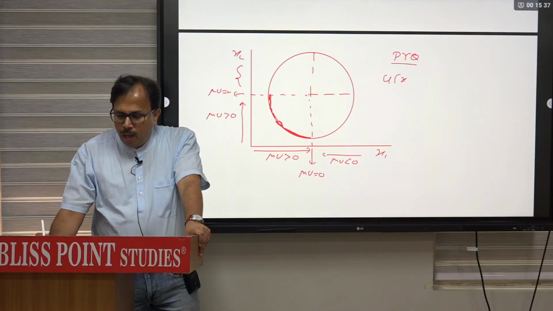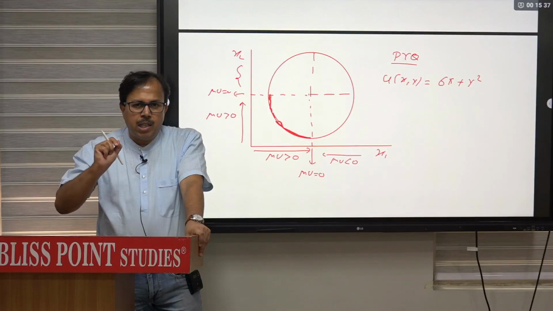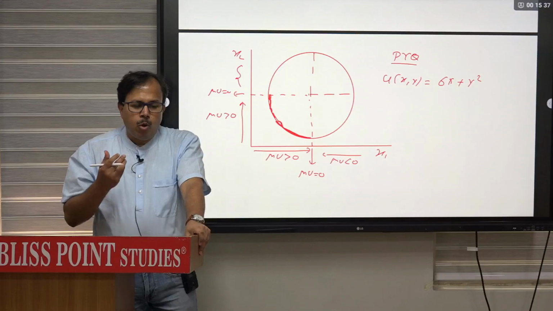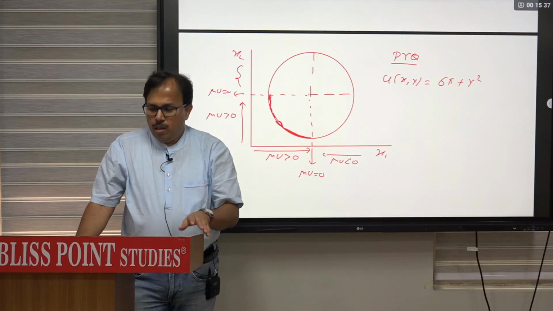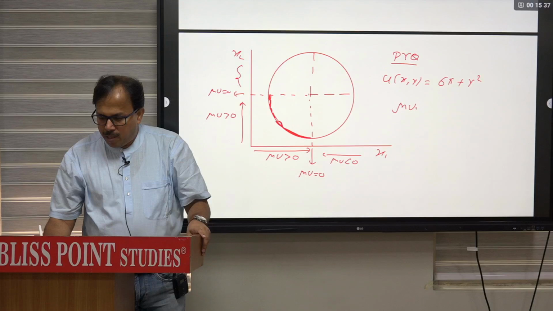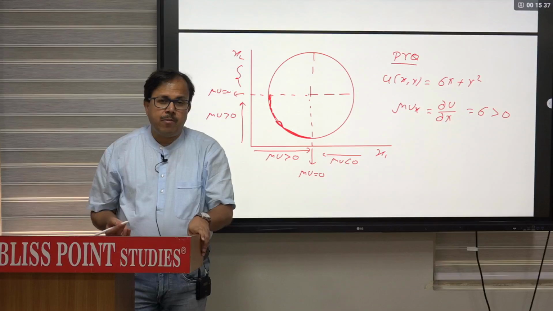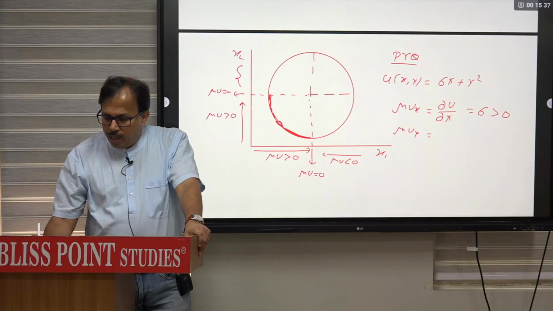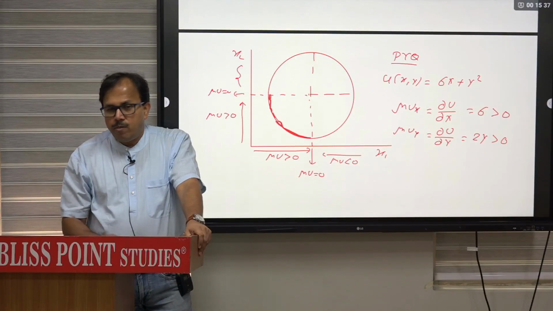Suppose I write utility from x comma y is equal to 6x plus y square, any function you write, and they ask whether this utility function satisfies the assumption of monotonicity, so how to check it? The monotonicity concept means more is preferred, technically it means the value of marginal utility is positive. So you don't have to do anything, you simply calculate marginal utility of x, which is the differentiation of this function with respect to x keeping y constant, so that will be 6. That means it is a positive number, therefore monotonicity is satisfied for x. Marginal utility of y will be the derivative of this function with respect to y, that will be 2y. Y quantity can't be negative, so again this number is positive, so monotonicity is satisfied for both.